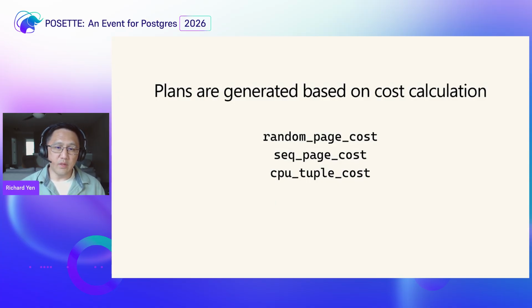The CPU tuple cost is the cost of using the computer or the CPU to pull that tuple, or that row, out of that page. So I've done some page fetches and now I have the pages. I want to pull the tuples out. How much does that cost?